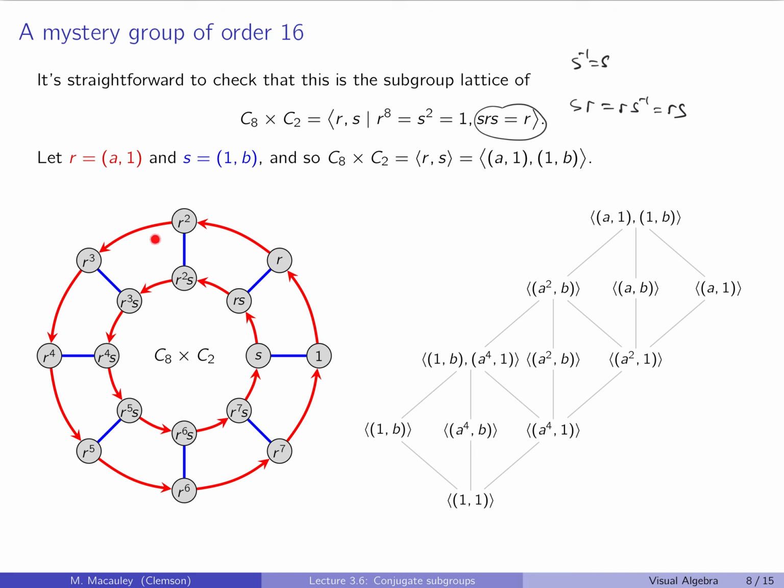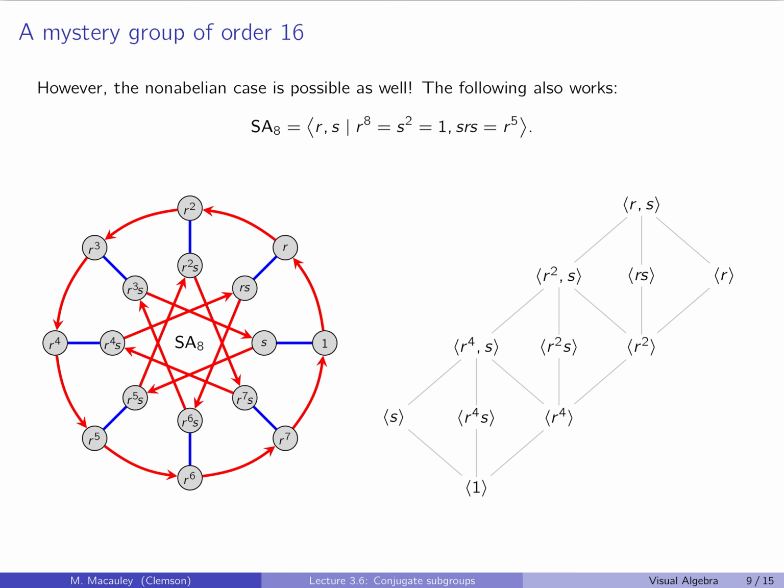Here's a Cayley graph, and you can take R to be the element A comma 1 and S to be 1 comma B. I'm going to just write these multiplicatively, and I think that's easier than these ordered pairs. And I'll let you check that this is the subgroup lattice of this group. So that's our answer. All done, right? Not so fast. The non-abelian case is possible as well. And this is the subgroup lattice of the semiabelian group SA8.